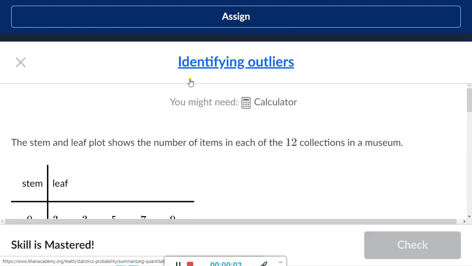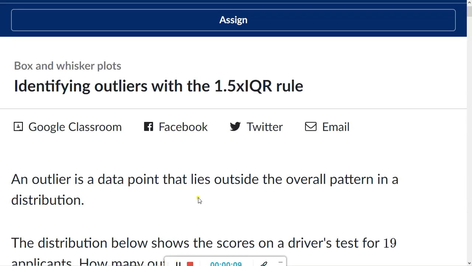This will be for the assignment on identifying outliers. So we learned that an outlier is drastically different from the other data points. Their definition: an outlier is a data point that lies outside the overall pattern in a distribution. There is a formula to determine whether or not a data point is actually an outlier.